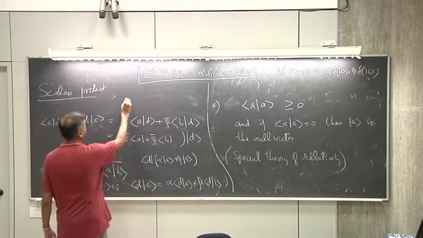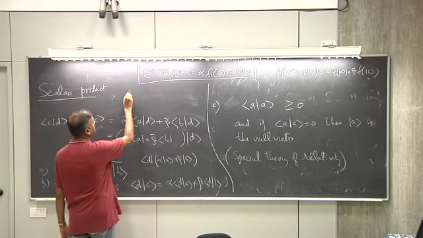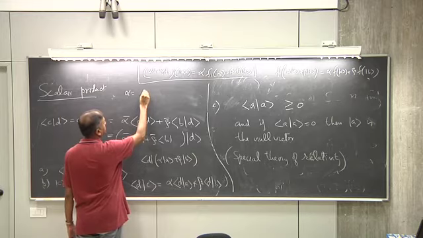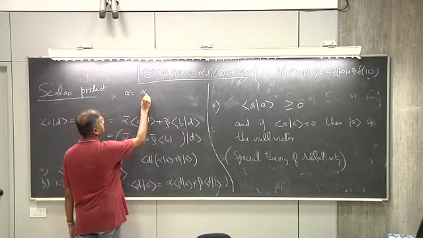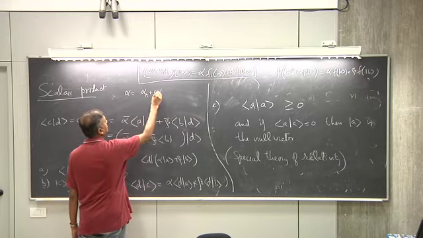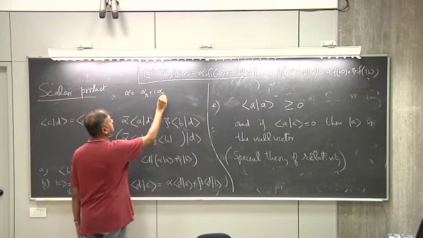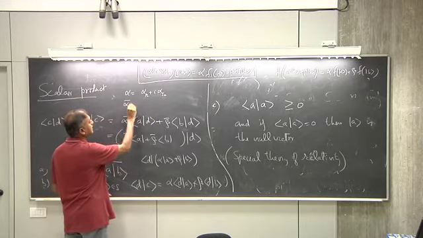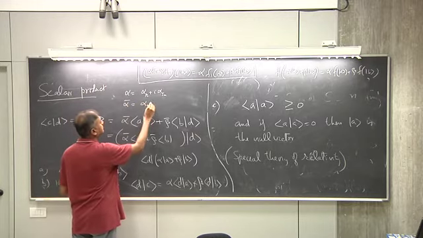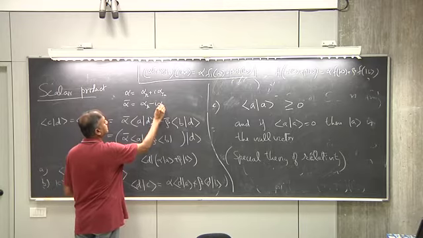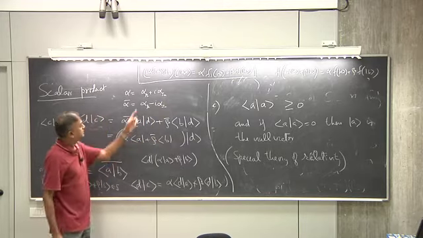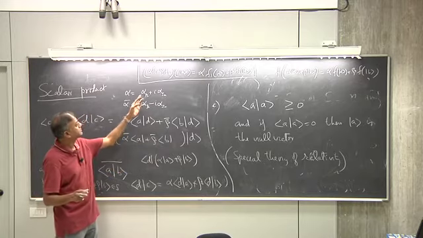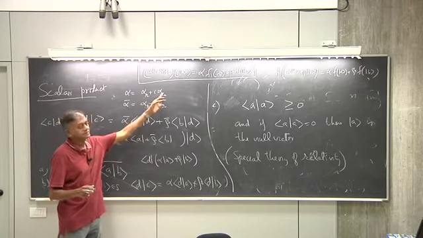So in other words, any complex number alpha, I can write as alpha real plus i times alpha imaginary, the real part and the imaginary part. So what is alpha bar? Alpha bar is alpha real minus i alpha imaginary. Here alpha real and alpha imaginary are real numbers. Any complex number is a real number plus i times another real number.